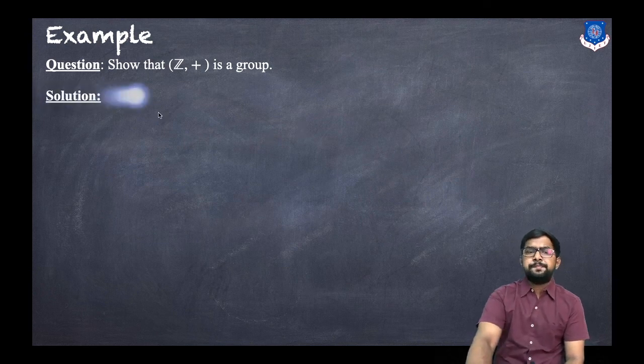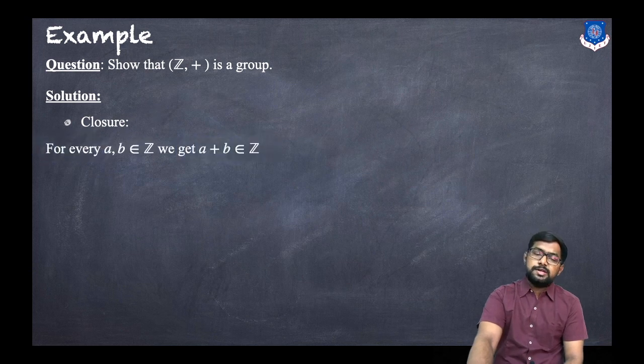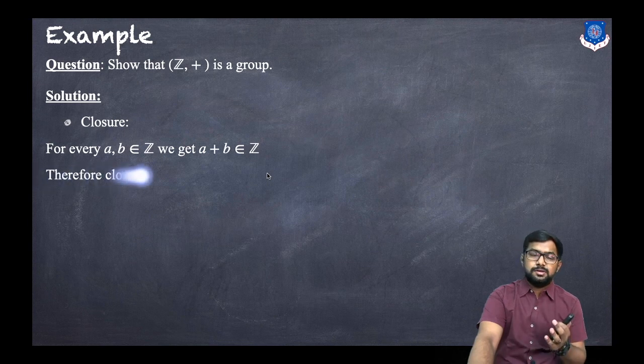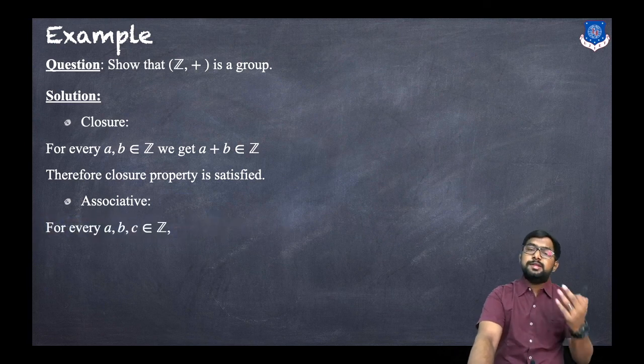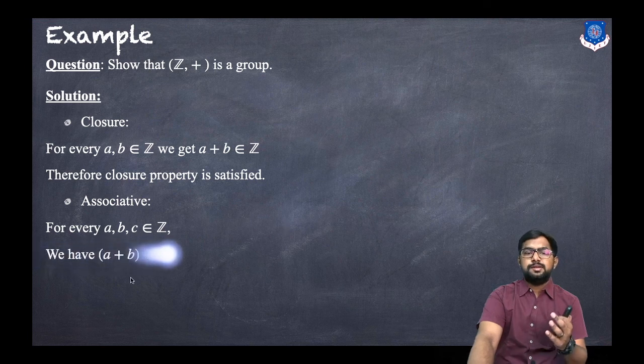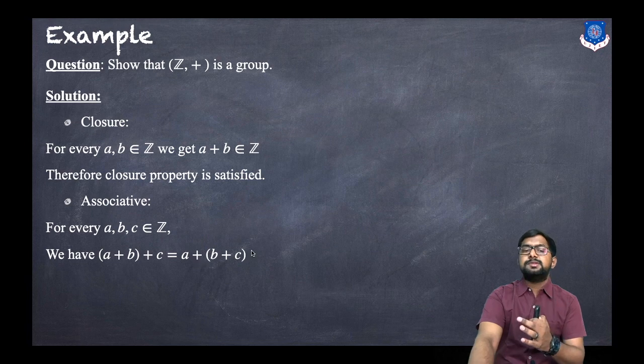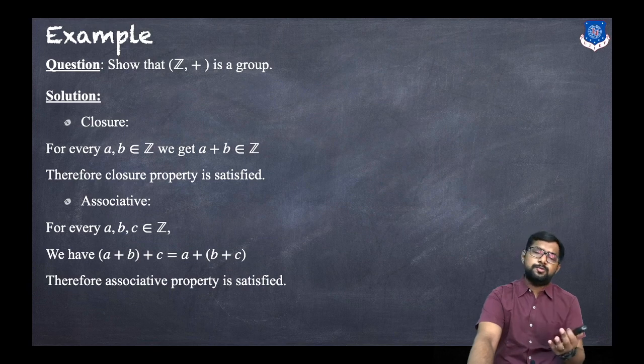It is very easy. Now the first one, the closure property. Z means the set of integers. As you can see, for every a, b belonging to Z, their sum belongs to Z. It is very obvious, so the closure property is satisfied. Now the associative property: for every three elements a, b, c belonging to Z, (a + b) + c = a + (b + c). That means we can change the brackets, so the associative property is satisfied.